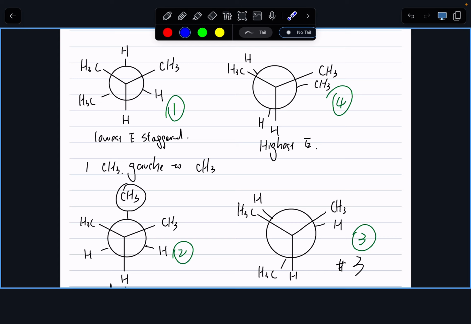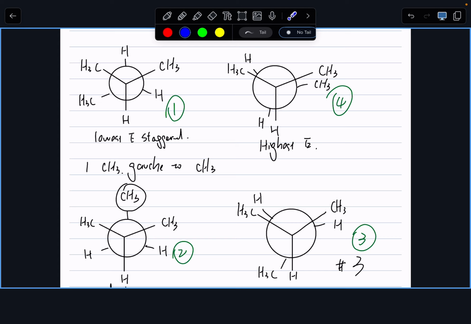And for the Newman projections, know how to rank the energies of different Newman projections and know why some of them are higher energy or lower energy. So know how to draw them and know how to predict the relative energies in these Newman projections. All right.